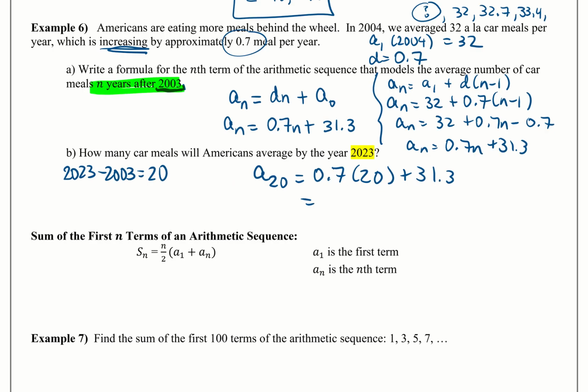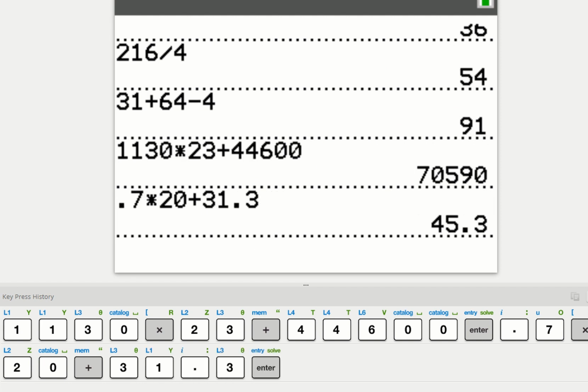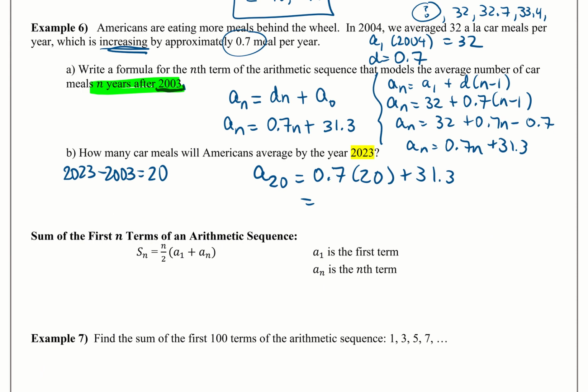And I can't remember that value, 31.3. So if the pattern continues, we're now at 45.3 meals. Now, I know that looks like a weird number with the 0.3 meals, but averages often have decimal answers, even on things that aren't typically decimals, normally like meals.